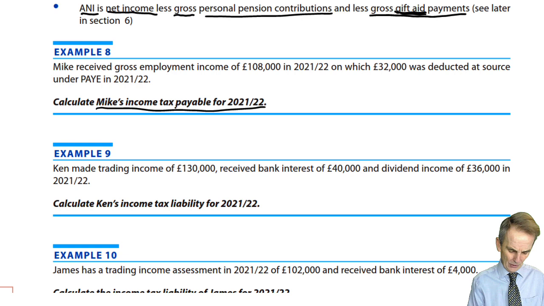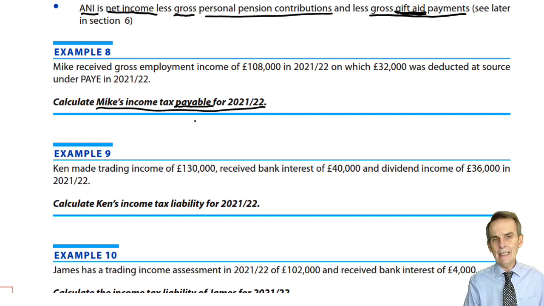Now remember, if of course it's income tax payable, we will be dealing with employment income and there will be a figure of PAYE provided to you, the tax deducted at source by the employer on the pay that they have paid over to their employee. And that figure will be deducted from the tax liability to give you the tax payable figure.